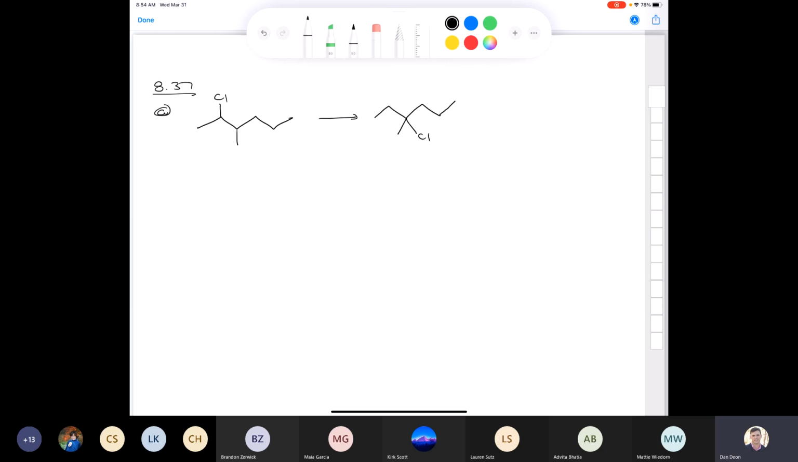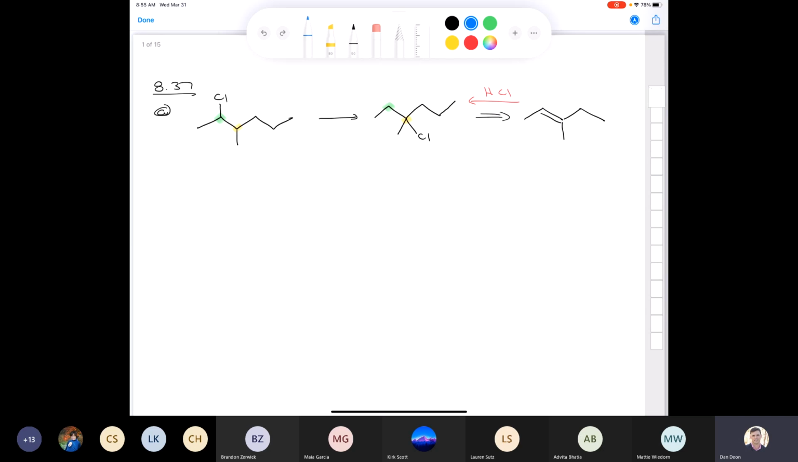There we go. So what we're trying to do is move the chlorine from that green carbon over to this yellow carbon here. Right? That's all we're trying to do. Now, if I think backwards, if I had that alkene, all I would have to do is a Markovnikov addition of HCl to that alkene in order to make the product. So the question then becomes, how do I get from this alkyl halide to this alkene?